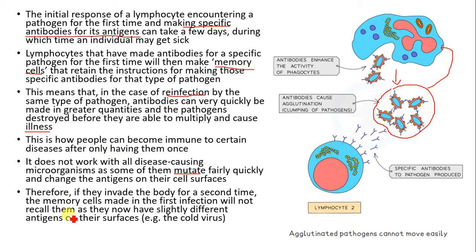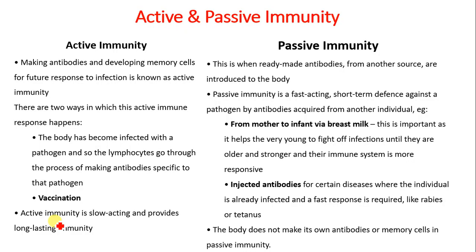Therefore, if they invade the body for a second time, the memory cells made in the first infection will not recall them, as they now have slightly different antigens on their surfaces. An example is the common cold virus. It mutates easily. Another thing we'll look at now is active and passive immunity.